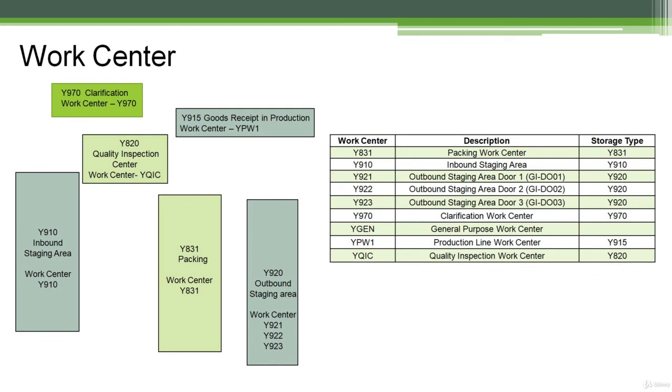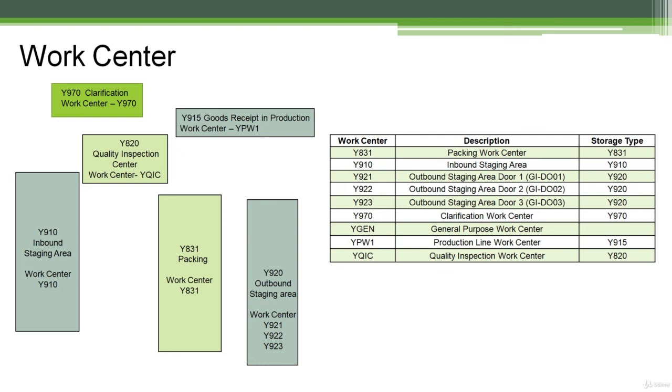Again, an important point to note: in the outbound staging area, we have 3 work centers, Y921, 922 and Y923. These are dedicated work centers for each staging area, because we will have separate printers over there. We can do separate packing in the staging areas. These are the different work centers that are created in the system.